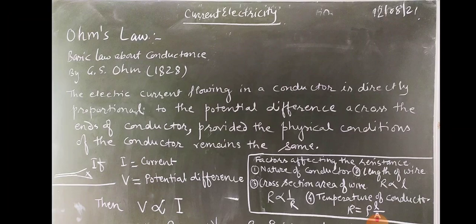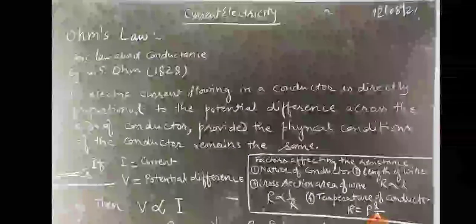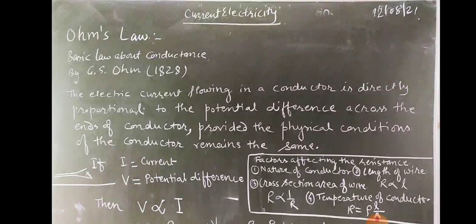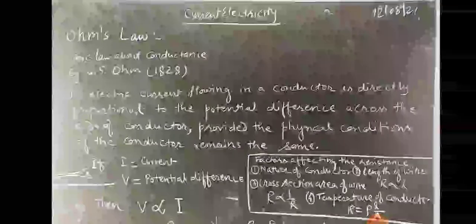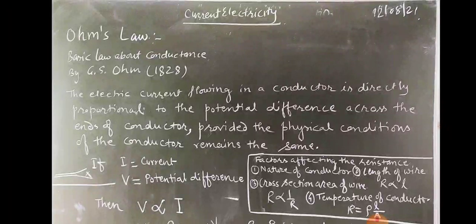The electric current flowing in a conductor is directly proportional to the potential difference across the ends of the conductor, provided the physical conditions of the conductor remain the same. If the physical conditions of the conductor remain the same, its temperature, cross sectional area, length and all those things, then the potential difference V across the conductor is directly proportional to the current.